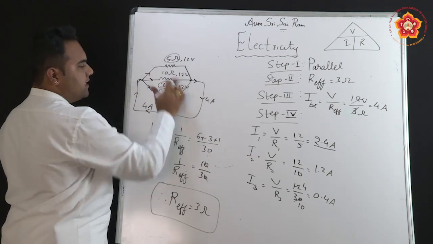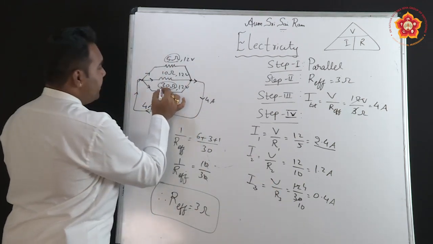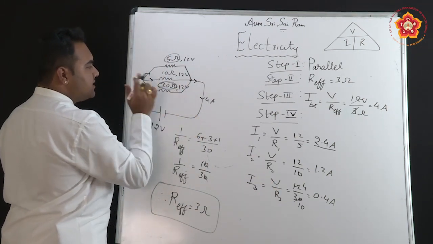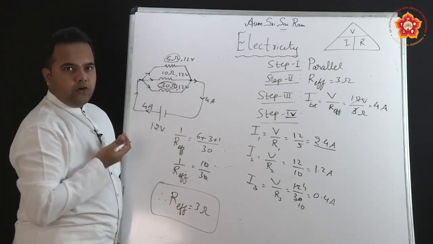Now, see, current through the first resistor, because the resistance value is small, a larger part of the current flows through the first resistor and the least through the greatest value of resistance. Now, look at this, R3 is having the maximum value, that is 30 ohms.